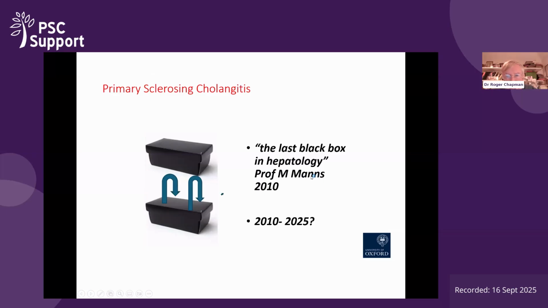There's a very famous professor who very sadly died 2 months ago called Michael Manns. I've known him for 40 odd years. When we started the PSC International Consortium in 2010, he described PSC as the last black box in hepatology, by which he meant that for a lot of other liver diseases, hepatitis C, hepatitis B, autoimmune hepatitis, there have been largely effective treatments available. But here in 2025, I think the black box is creeping open, but we still have a lot to hopefully find and discover in terms of biomarkers for cancer, in terms of studying the course of the disease, and also finding some better treatments.